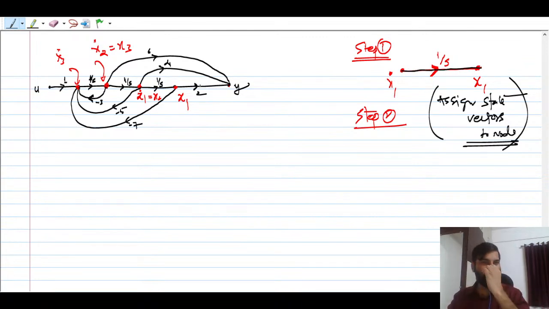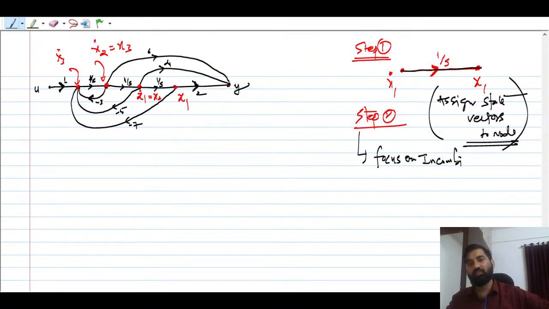If integrator is not present, don't write. See, I'm not writing anything here because there is no integrator, right? So there are three integrators, so there are three state vectors we have assigned, right? Second step is going to be what? What is the second step? Second step is going to be focus on incoming branches now. So focus on incoming branches, right?